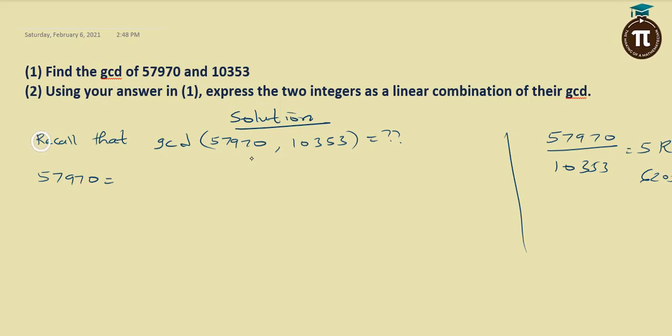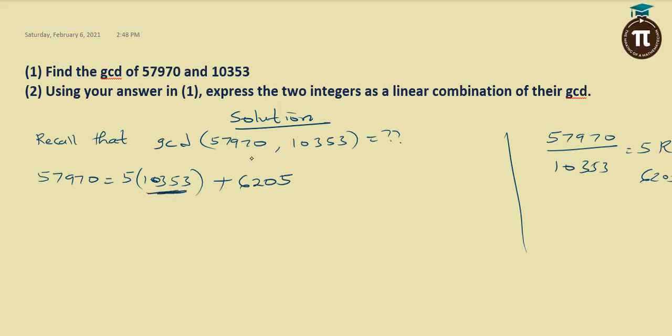So that means that, look at the way I'm going to write it. 57970 is equal to 5 multiplied by 10353 plus the remainder 6205. So basically this is what you will be doing. Pick the highest number, divide by the smaller number. The answer, it can go 5 times, remainder 6205. So if you do 5 multiplied by 10353 plus 6205, the answer will give you 57970.